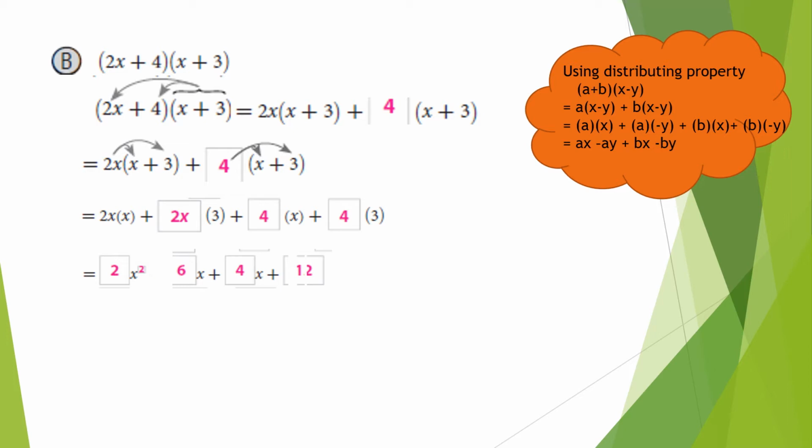Do I have like terms here? Yes, I have the 6x and the positive 4x. So when I combine them now, it will be 2x squared plus 10x plus 12.